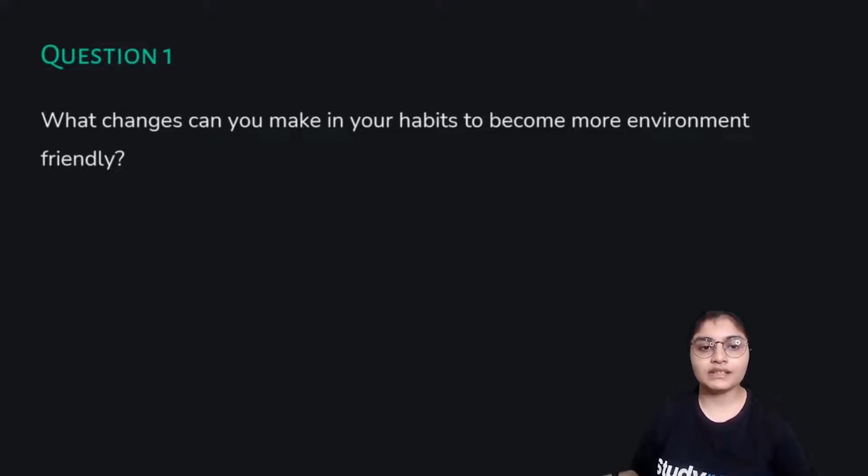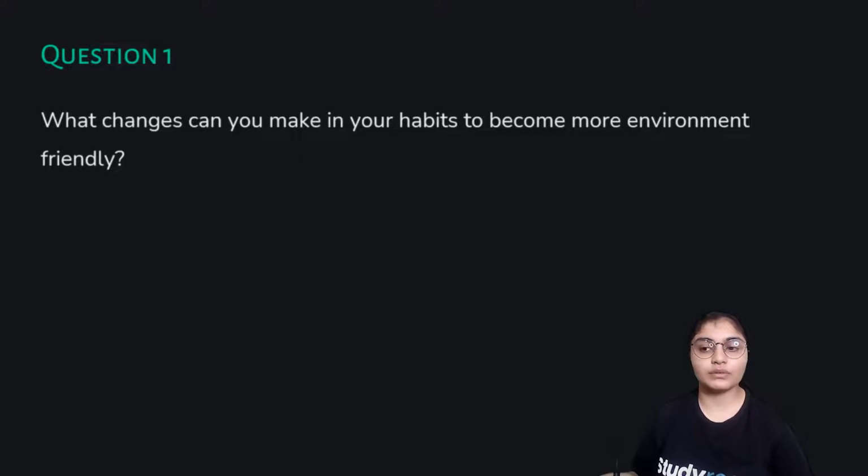According to me, the changes can be that we need to segregate waste into recyclable and non-recyclable parts while taking out the waste from our home. Waste segregation is very, very important. Then we can switch off the lights, fans, televisions, and other electrical appliances when not in use, in order to save energy. We need to use energy efficient electrical appliances.